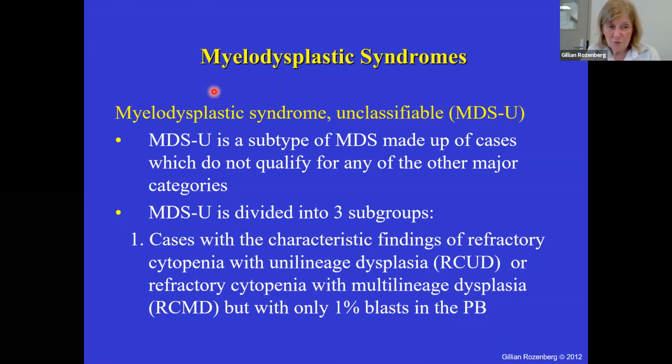So now moving to the next group. The next group is myelodysplastic syndrome unclassifiable. So it's a subtype of MDS made up of cases which do not qualify for any of the other major categories. So myelodysplastic syndrome unclassifiable is divided into 3 groups. The first group is made up of cases with characteristic findings of refractory cytopenia with unilineage dysplasia, or refractory cytopenia with multilineage dysplasia, but with only 1% of blast in the peripheral blood.